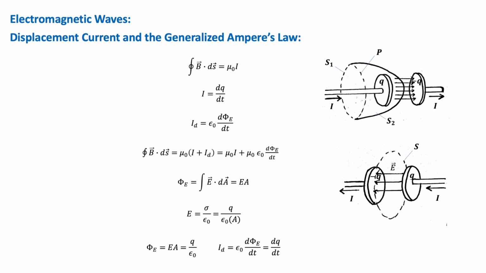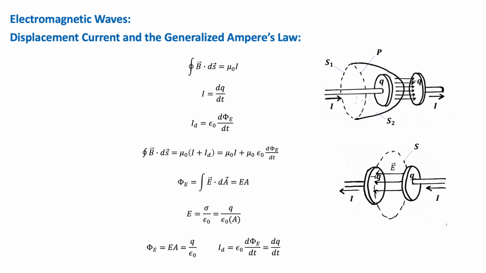So we will now discuss electromagnetic waves. Unlike mechanical waves, which require a medium to propagate, electromagnetic waves can propagate through empty space. Examples are visible light, infrared waves, radio frequency waves, and microwaves, okay? So first we will discuss the displacement current and the generalized Ampere's law.